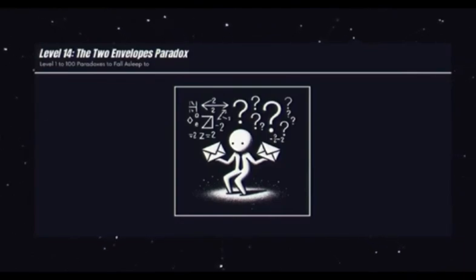Imagine you're presented with two envelopes. Inside each envelope is some amount of money, but you don't know how much. You are told that one envelope contains exactly twice as much money as the other. You randomly choose one envelope and open it. Inside, you find $100. Now, you are given a choice. Keep the $100. Switch to the other envelope, which has either $50 or $200.